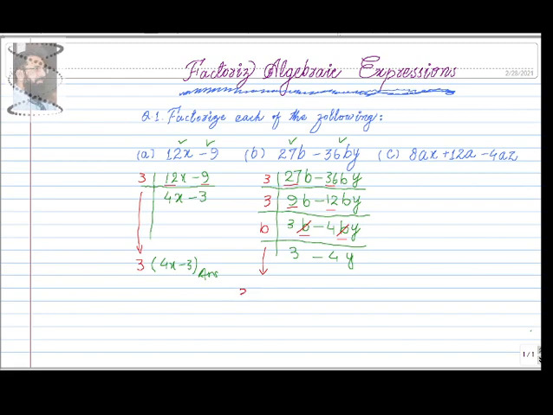So we'll be writing 3 times b, and inside the bracket the rest of the terms, which is 3 minus 4y. Or in other words, if we calculate the outer term, it becomes 9b, and inside the bracket there is 3 minus 4y, and this is our answer.